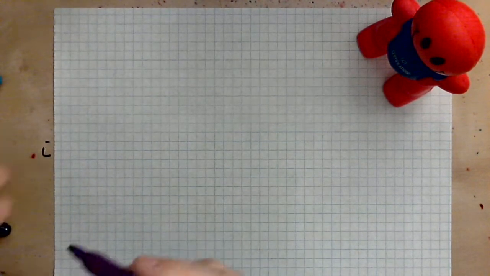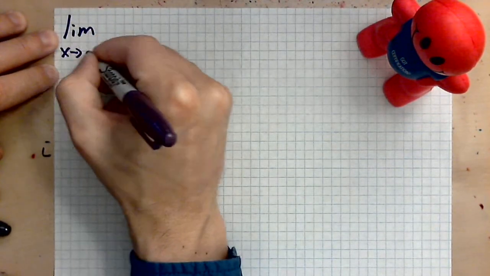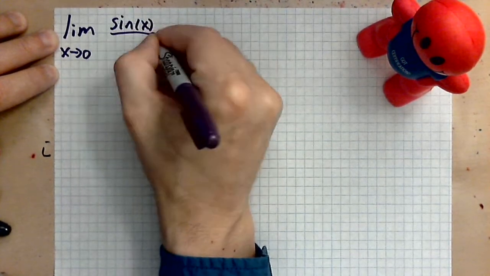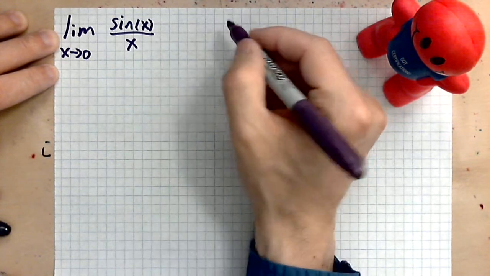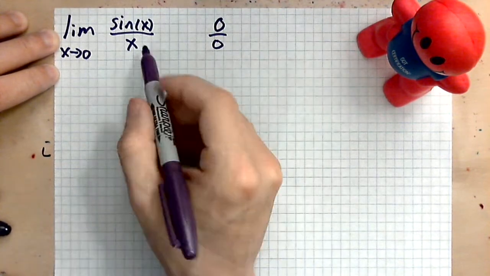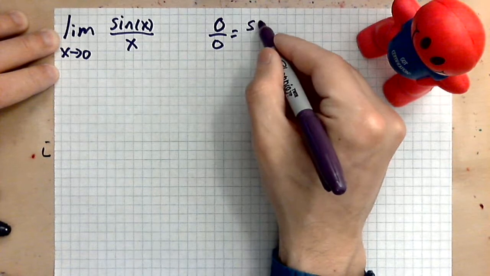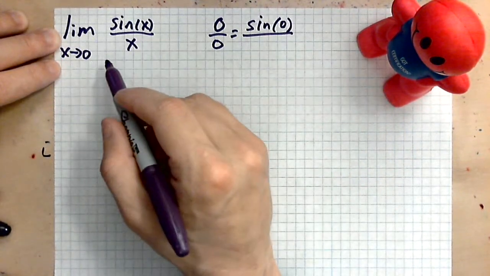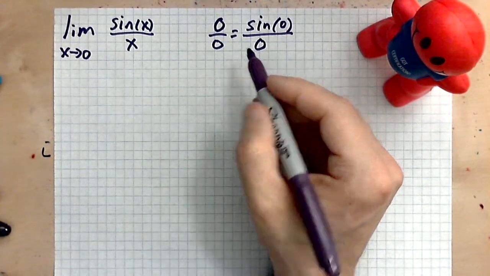The first one says the following: the limit as x goes to 0 of sine of x over x. First, let's check whether the rule applies or not. We have to have a ratio of the form 0 over 0. In our case, we do have that because the sine of 0 is 0, and of course, when you plug in 0 for x, you still get 0. So we have an indeterminate form.